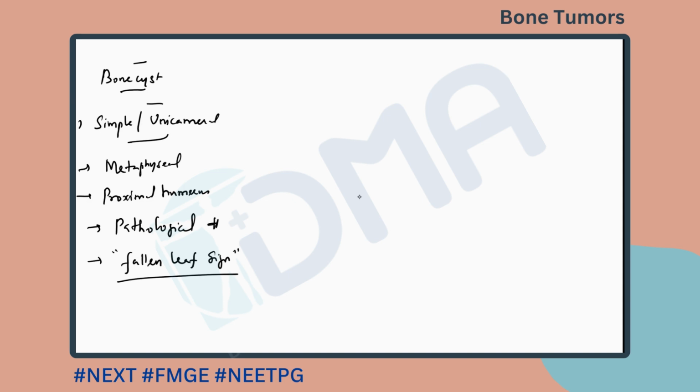Okay. So in unicameral bone cyst, the cortex will be very much thinned out. The thinned out cortex can break and the broken part can fall within the bone cyst. Such a sign is called the fallen leaf sign. I'll show you a picture also.